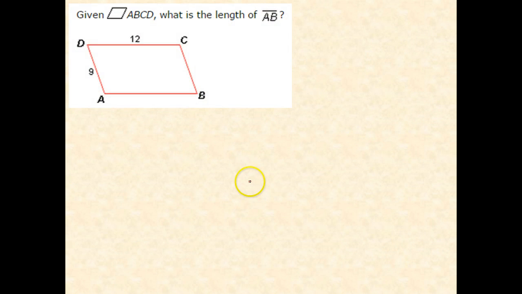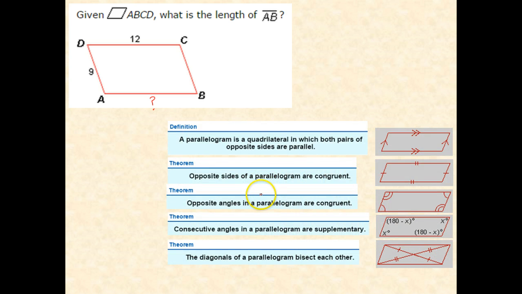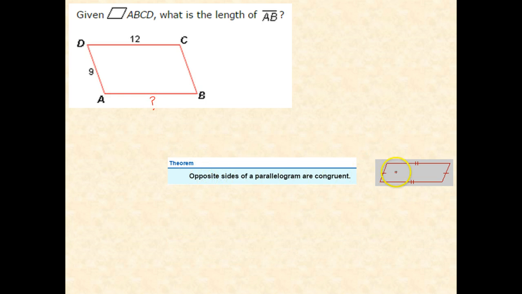So how are we going to use those to answer some questions? Given parallelogram ABCD, what is the length of AB? So this is AB, so that's what we want to find out. Well, which one of these theorems or definitions are we going to use? Well, it looks like 12 is opposite of segment AB. So we're going to use the opposite sides of a parallelogram are congruent. And if they're congruent, that means they have the same length. So that means that the measure of segment AB is going to be 12.